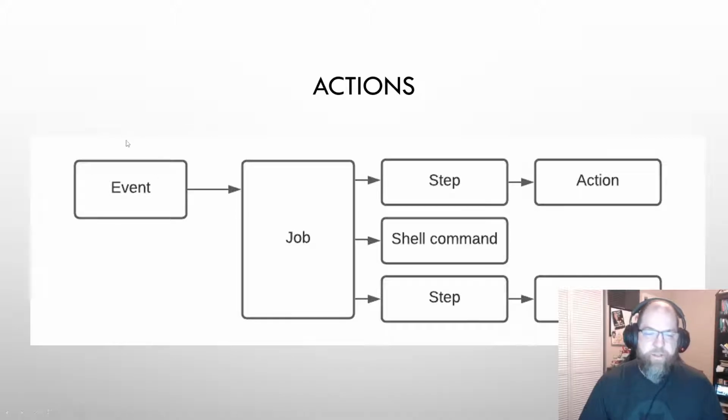So an event happens, something happens, and that triggers a job. A job is made up of one or more steps. So a step might be an action. A step might be a shell command or a series of commands on a bash shell or a PowerShell. And you can take outputs from one action and use it in another. You can define event variables for this job so that all of those steps and shell commands can share those values. You're not limited to just one job though.